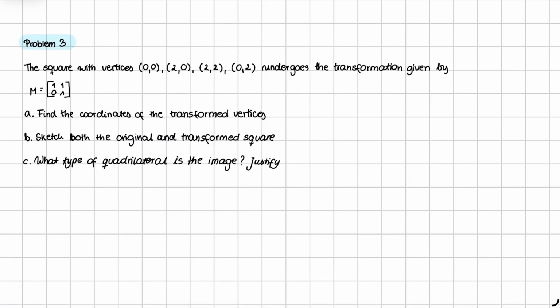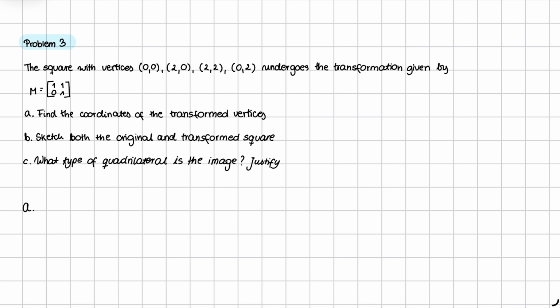Problem 3. The square with vertices (0, 0), (2, 0), (2, 2), (0, 2) undergoes the transformation given by matrix M = [1, 1; 0, 1]. A. Find the coordinates of the transformed vertices.